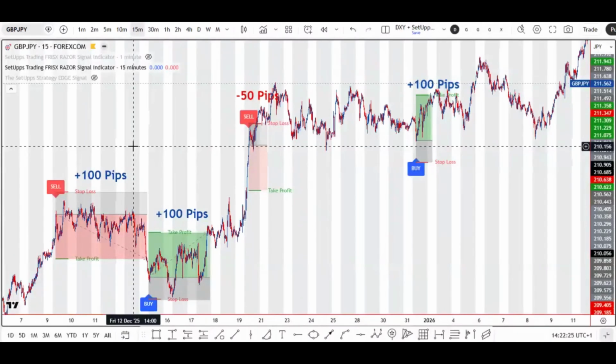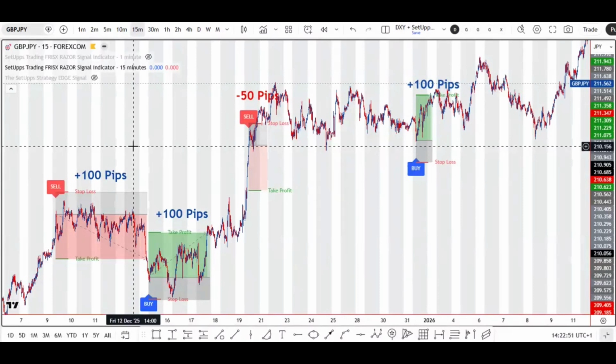Getting back to the point, I'm self-recording this video just testing it on GJ, which is the British pound against the Japanese yen, which seems to be quite a trendy pair. The Frisx Razor is more of a reversal signal, whereas the Edge is more of a trend signal, so that works very well with trendy pairs. However, this seems to work here as well.